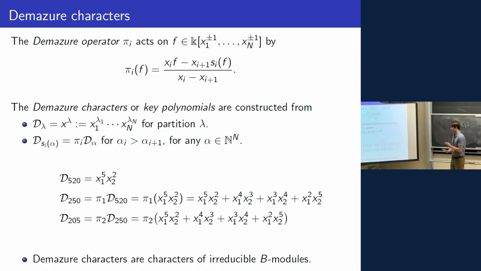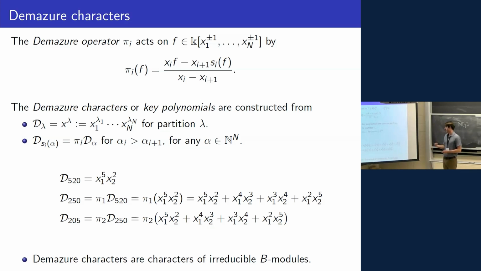Okay. And they're called characters because they really are characters of something called irreducible B modules, where in this instance, B is our group of upper triangular invertible matrices. So these show up, right? And like I said before, the flagged Schur polynomials are a special case.